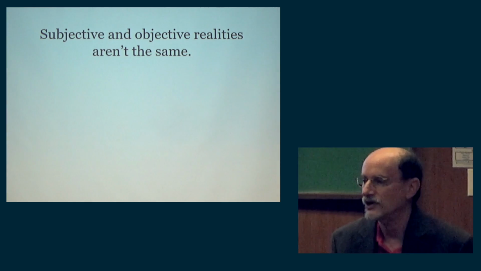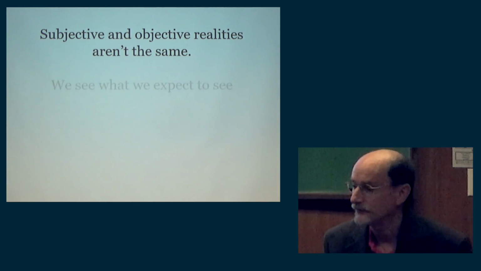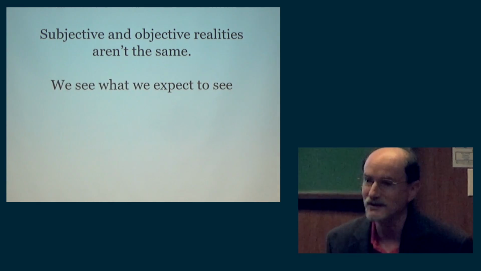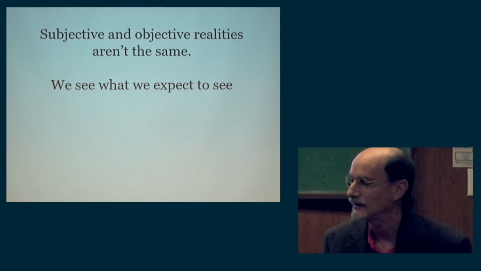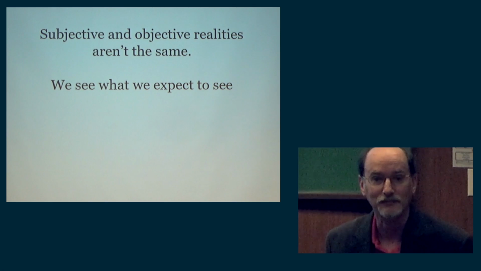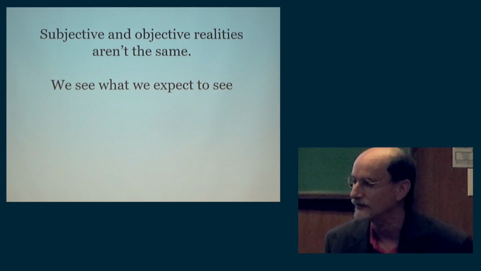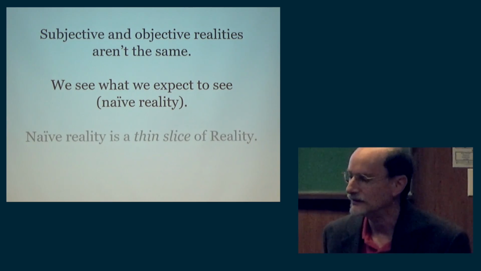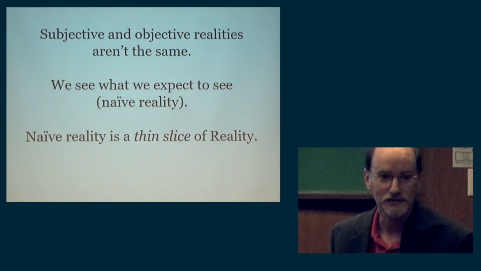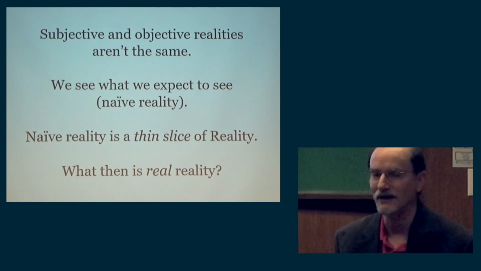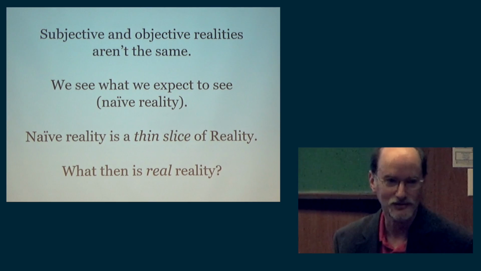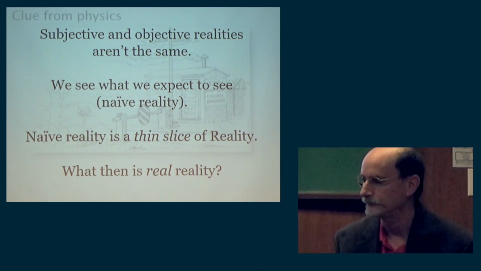So subjective and objective realities aren't the same. We see what we expect to see, and we believe what we hope to believe, or what we want to believe, as we see in politics all the time. People believe what they want to believe. As a philosopher, I call this naive reality. Naive reality is a very thin slice of reality with a big R. So then what is real reality? If our brains are tricking us all the time, how do we know what's real?